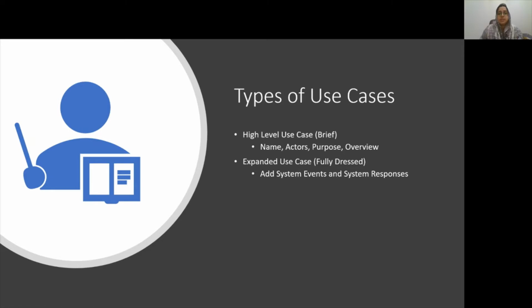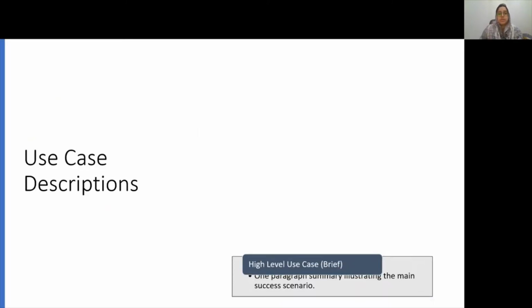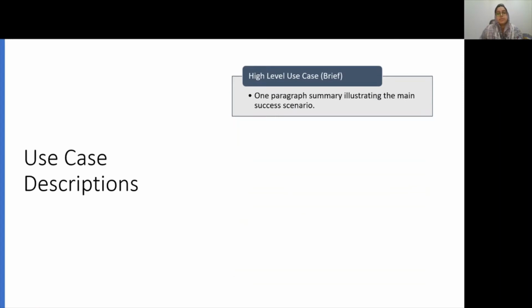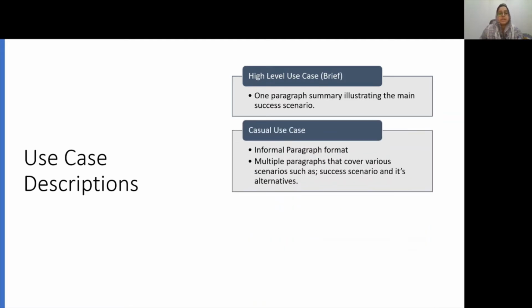Let's see the descriptions of the different use case types. So the very first type is high level use cases, otherwise known as the brief level of use cases. They normally contain a single paragraph summary illustrating the main success scenario of the system. The second one is casual use cases, otherwise known as the intermediate level of use cases. They normally contain various informal paragraphs that contain the success scenarios of the system with a few alternatives.